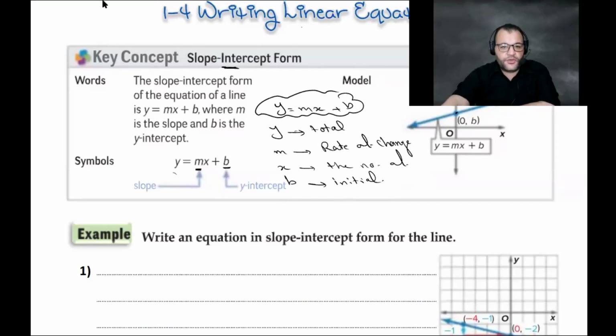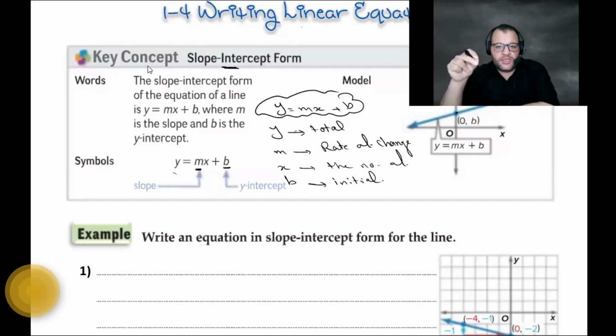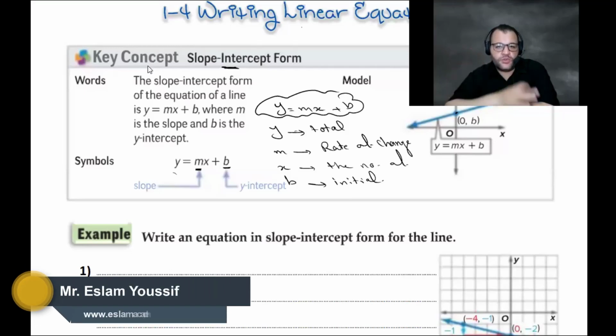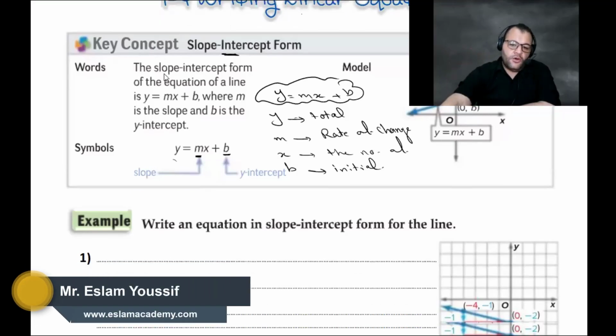So any problem for this one? No, sir. Mister, for x, you said the number of. The number of, it depends on the question. When the question talks about the number of miles, the number of books, the number of bins, the number of laptops, it depends on the type of quantity that we talk about in the question. All right, okay.